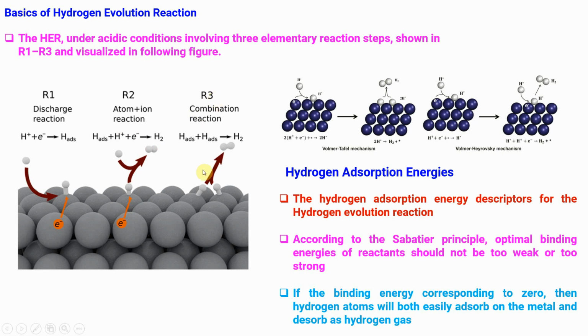This is the Volmer-Heyrovsky mechanism. R3 is, the second hydrogen will adsorb on the metal surface and interact, and both of them will form a hydrogen molecule. This is the Volmer-Tafel mechanism. So this is the Volmer-Tafel mechanism. This is the Volmer-Heyrovsky mechanism.